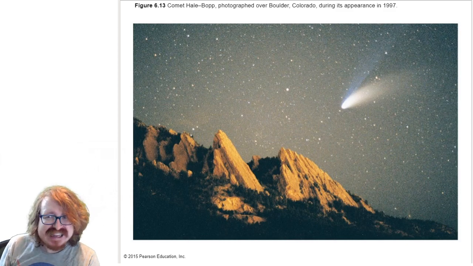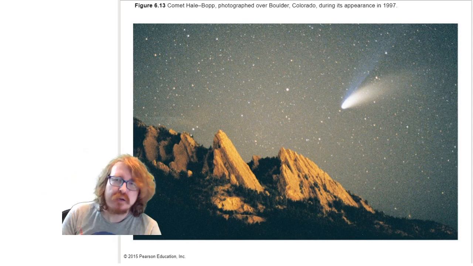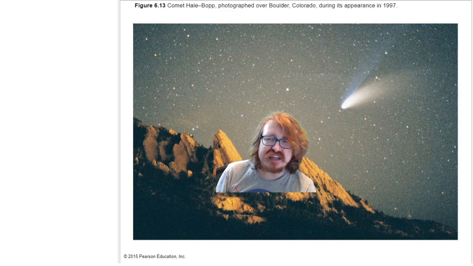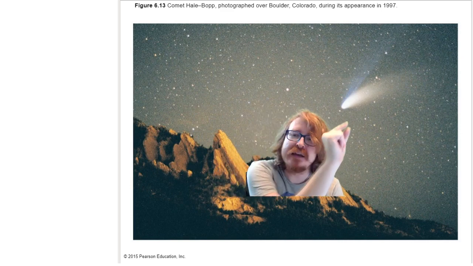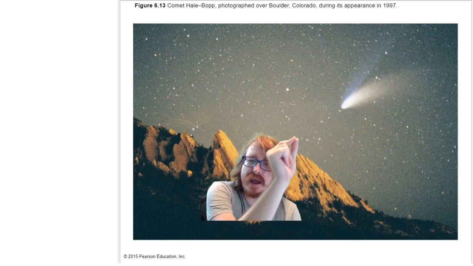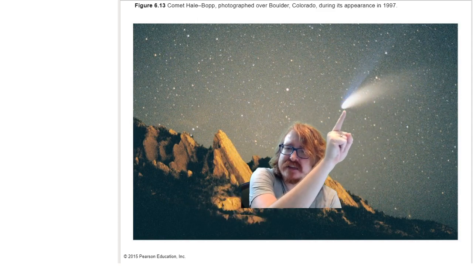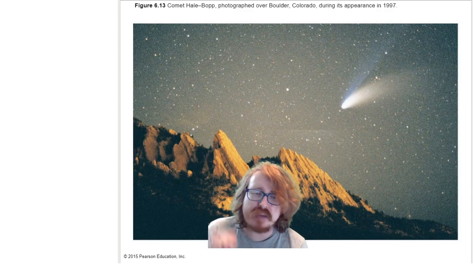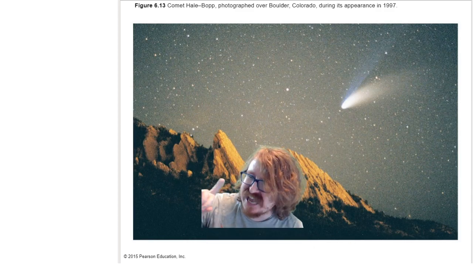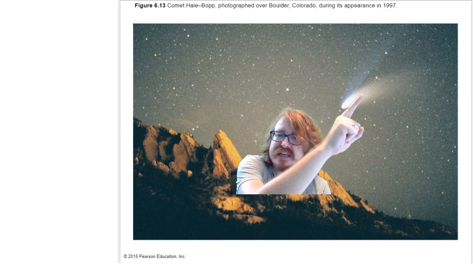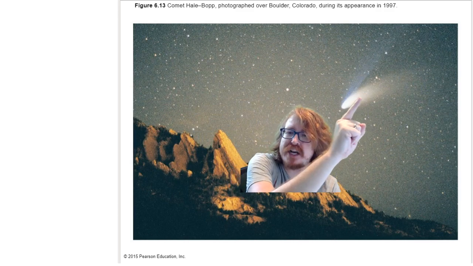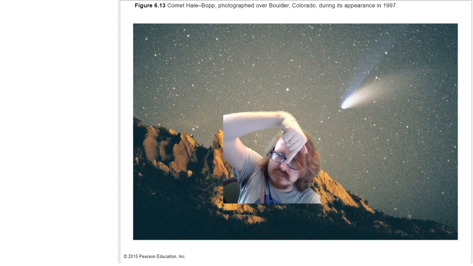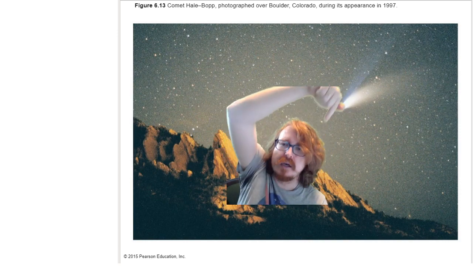Now, I can't tell which direction this comet is moving. I don't know which direction it's moving, but you're probably guessing that it's moving this way, right? Now, I don't know which direction this comet's moving, but I do know for a fact it's definitely not moving this way. That's one direction I know it's not moving.